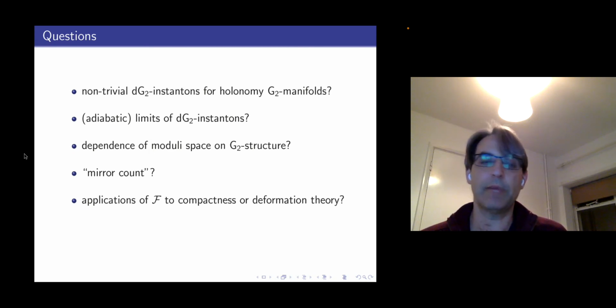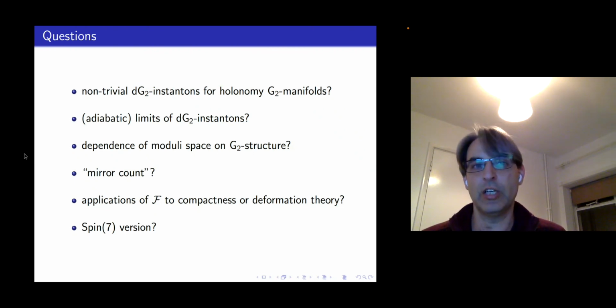And finally, perhaps the most obvious question is, can you do all of this in dimension 8? So a Spin(7) version of the things I have been saying. And one can ask a Spin(7) version of all of the questions I've asked today. There certainly is a notion of deformed Spin(7) instantons. And then the question is, can you construct them and can you study their theory, with a view to hopefully defining enumerative invariants?